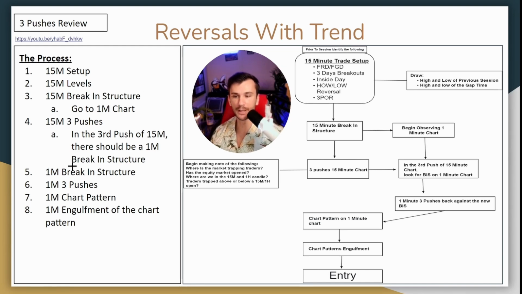So down on that 1-minute chart, I'm now looking for them to break structure again. Breaking structure and then giving me 3 more pushes. After these 3 pushes, I'm going to get a chart pattern of some kind: M's, W's, head and shoulders, inverse head and shoulders, triple tops, and triple bottoms. And then I'm going to get an engulfing candlestick of that chart pattern, and that will be my entry every single time.